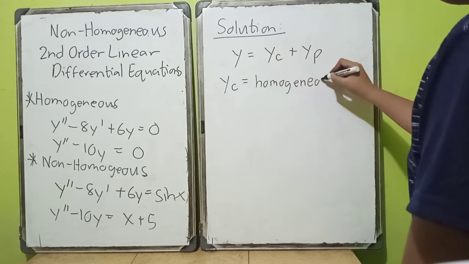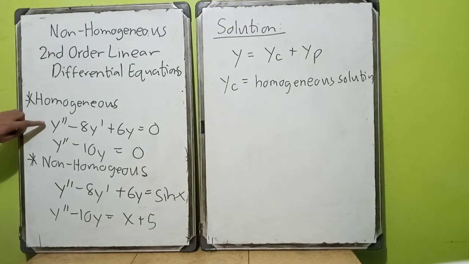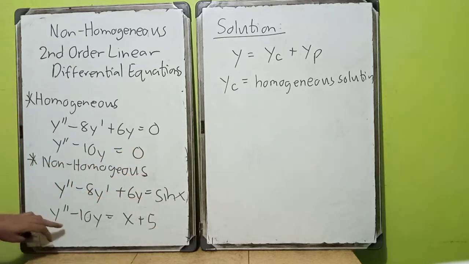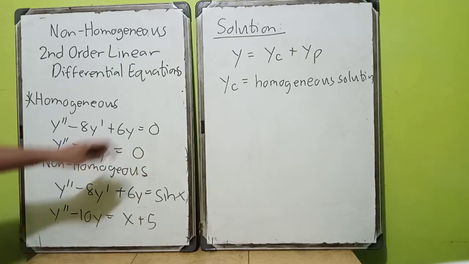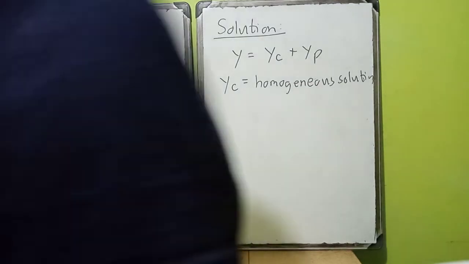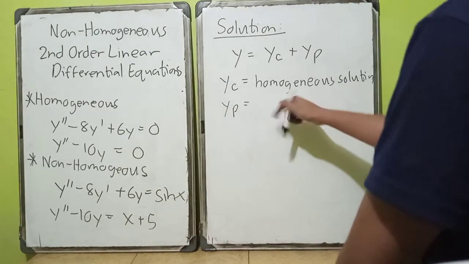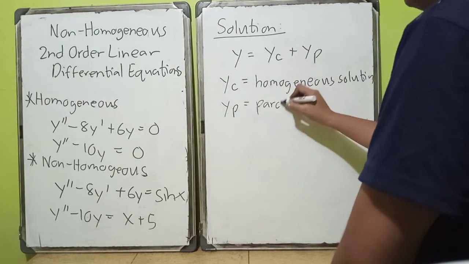So, first, kunin mo, i-assume siya na equal siya kay 0. For example, ito yung isosolve mo. So, i-assume mo muna na equal sa 0. Then, the next thing is, wag mo nang i-assume na equal siya kay 0. So, you get the yp. So, this is the particular solution.